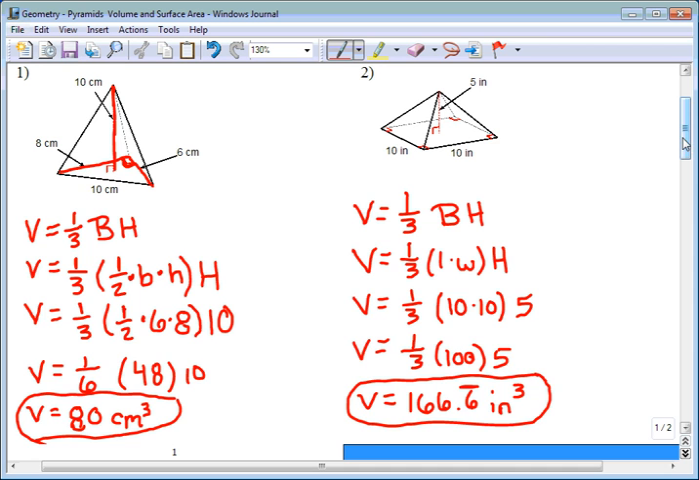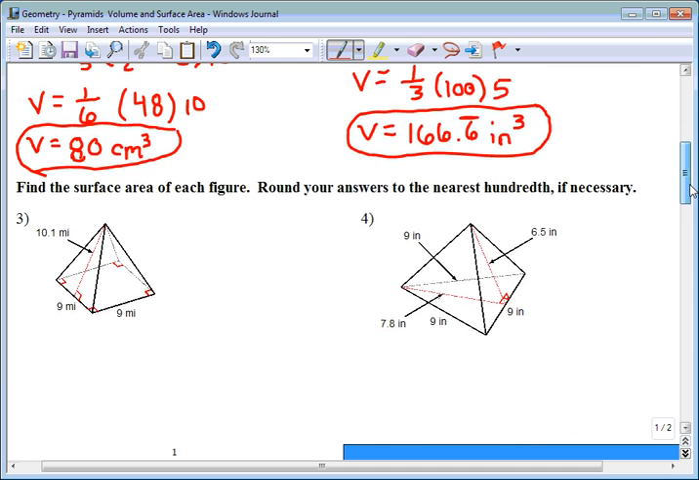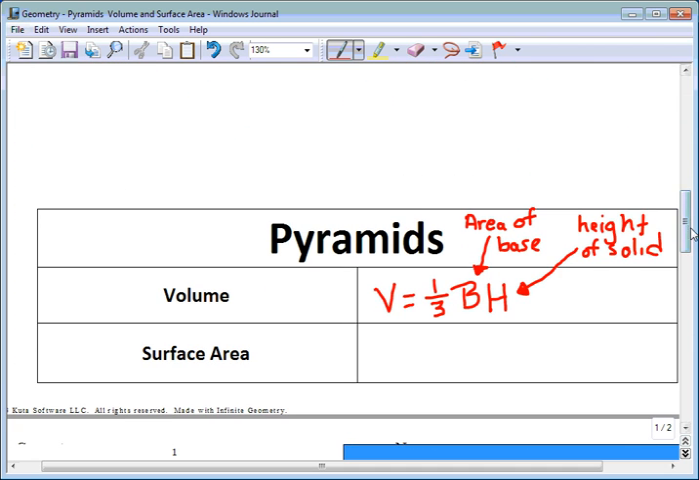Okay, so now let's talk about the surface area of a pyramid. So for the surface area of a pyramid, my formula is going to be surface area is equal to the area of the base. So big B is still representing the area of the base. Now the biggest difference between pyramid and a prism that we've dealt with before is that a pyramid only has one base, not two like the prism.